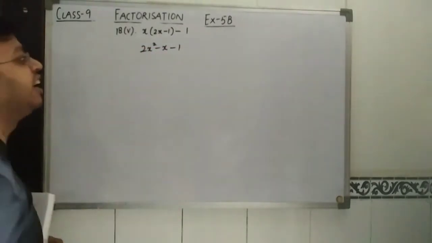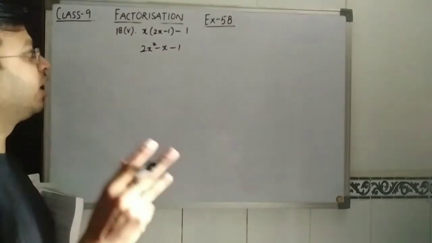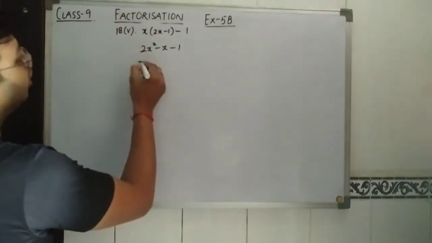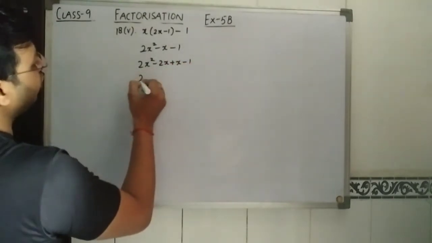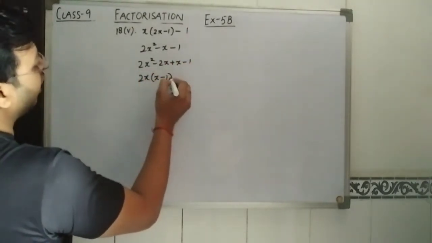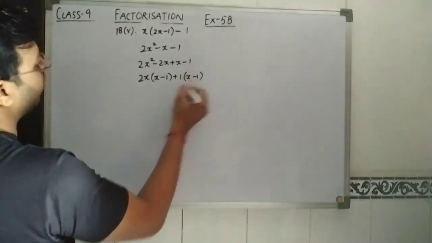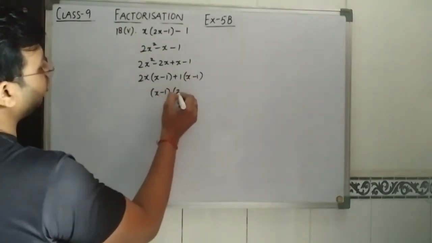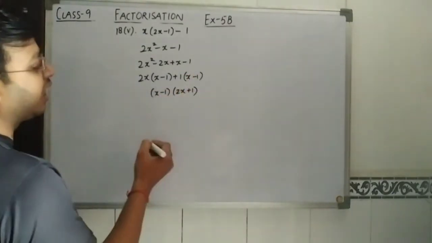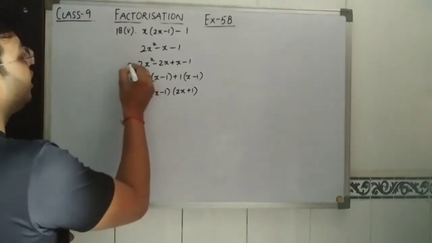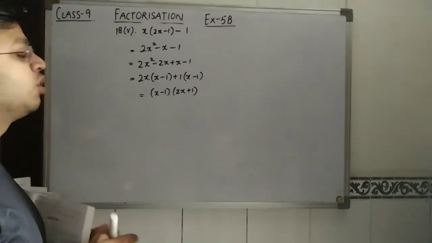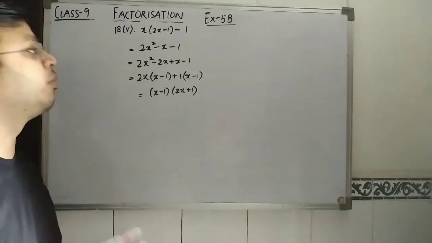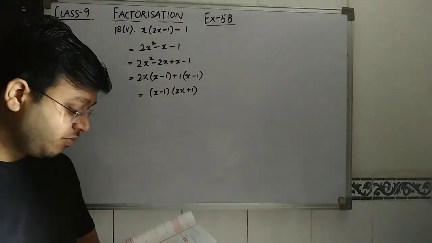2 times 1 is 2. We have to take two numbers whose product is 2 and their subtraction is 1. So 2 and 1: 2x square minus 2x plus x minus 1. In the first two terms, 2x is common. So x minus 1, after that 1 is common, x minus 1. So x minus 1 in the first bracket, 2x plus 1 in the second bracket. Simplify. So it can be solved. That is why we have factorized it.